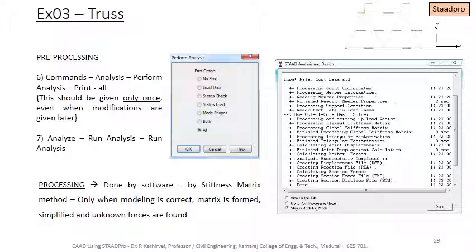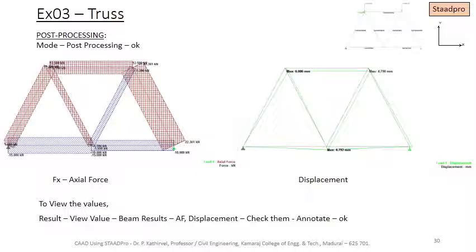And then the second stage of processing is done by the software itself by stiffness matrix method. So only when the modeling is correct, the matrix is formed, simplified, and the unknown forces are arrived. The third stage of post-processing is where you find the results. So go to mode menu, click post-processing, OK. So you can get the results in diagrammatic and in the tabular form.